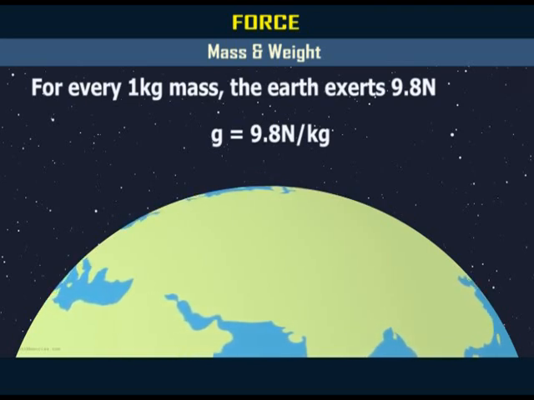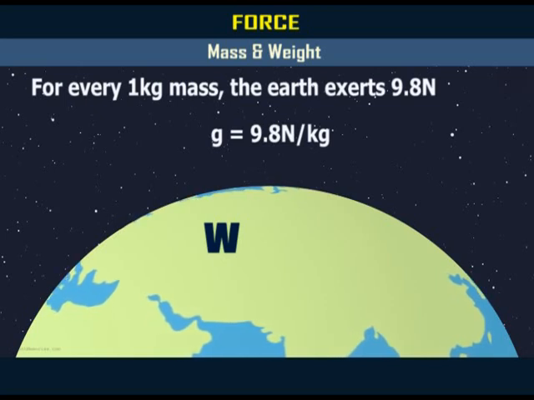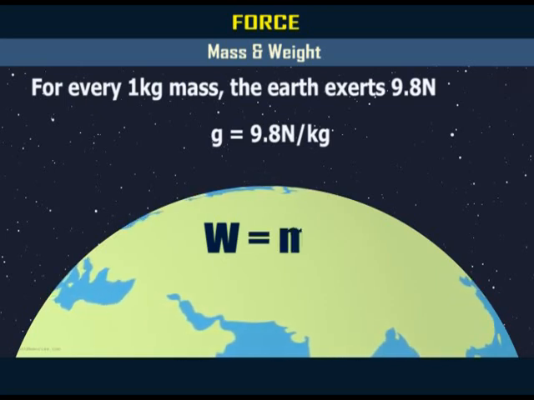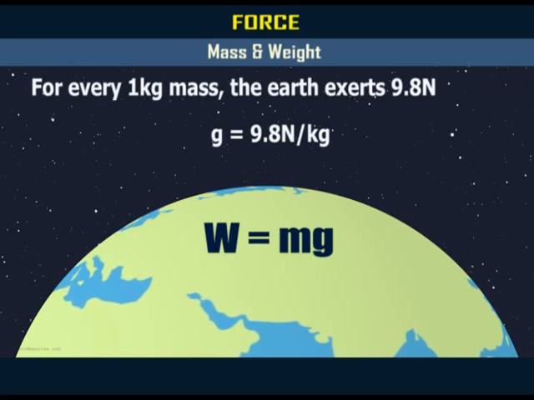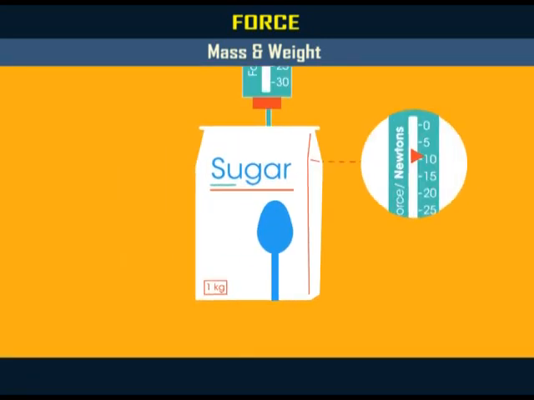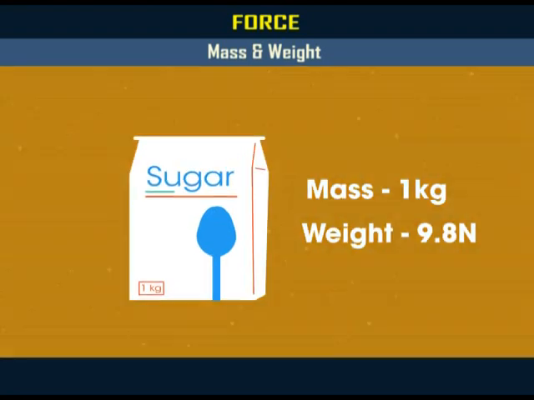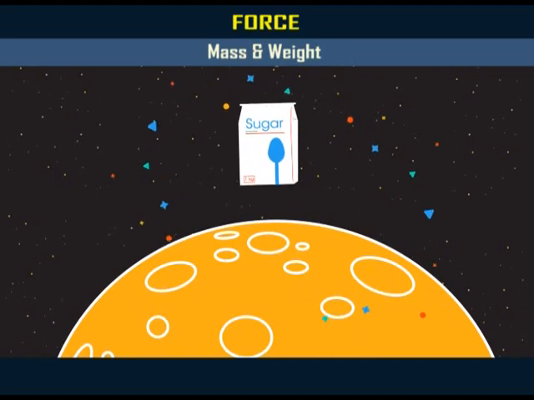So to calculate the weight W of an object of mass m, we simply do weight is equal to m times g. And so if an object has a mass of 1 kilogram, it will have a weight of 9.8 newtons. Now, whereas the mass of an object does not change from place to place, weight does change. And that is because the force of gravity is different from place to place.